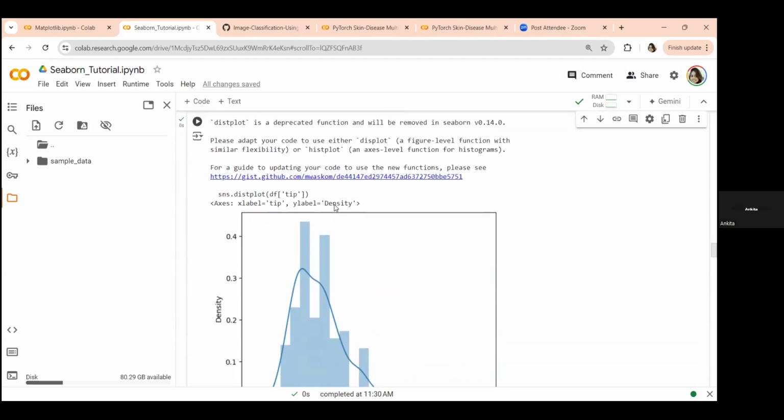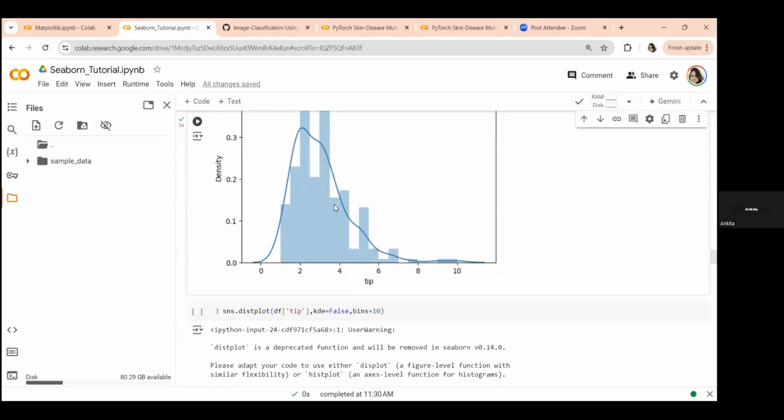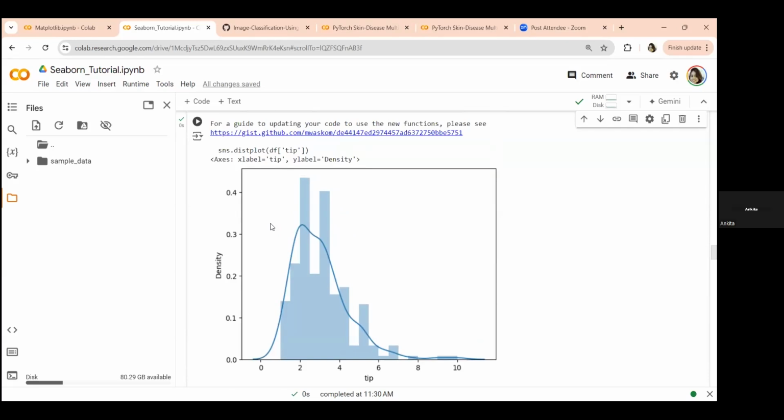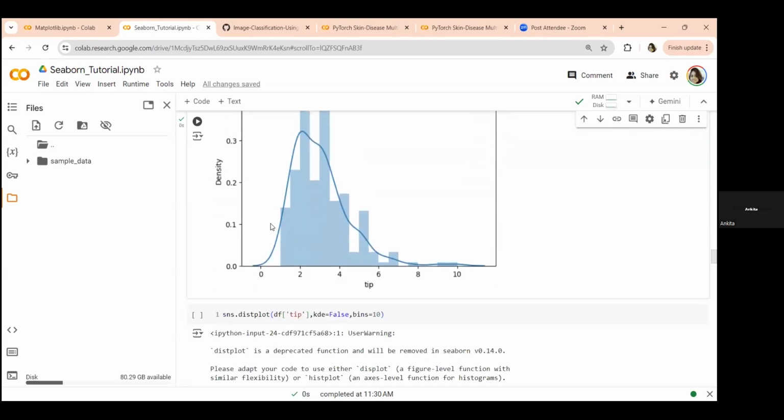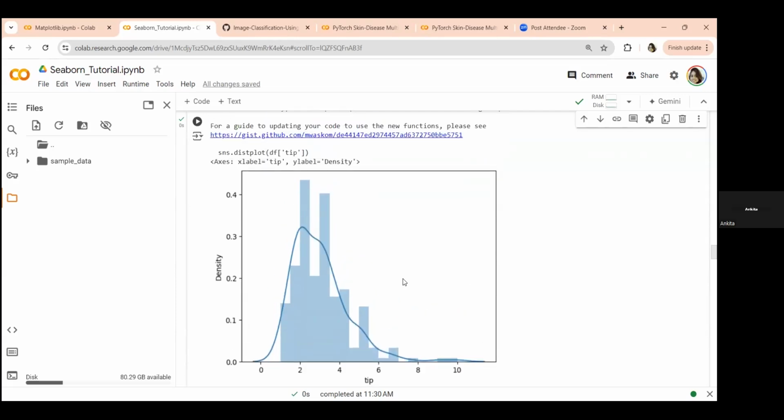This basically represents the density of each value present in the feature. If the tip value is between 0 to 2, the density is like this. If the tip value is in 2 to 4, the density is like this. So this is the histogram of this one feature, the tip feature, and using this plot you have an idea about how the feature is distributed.